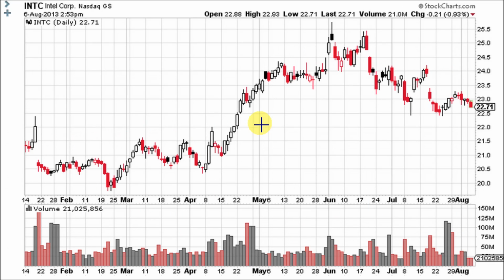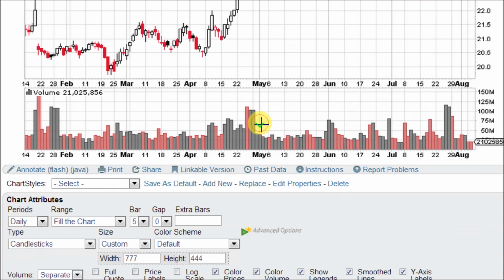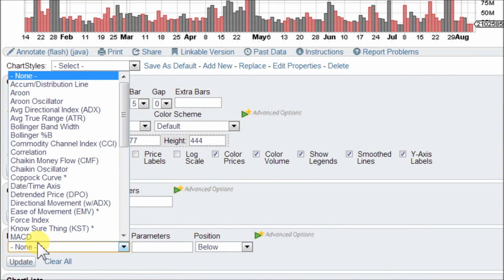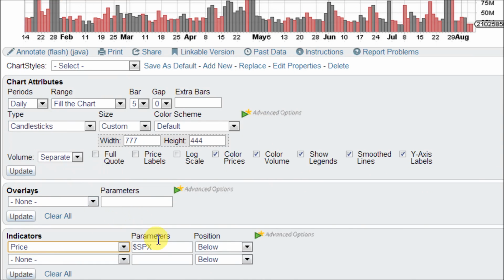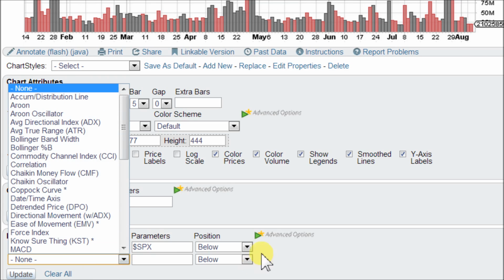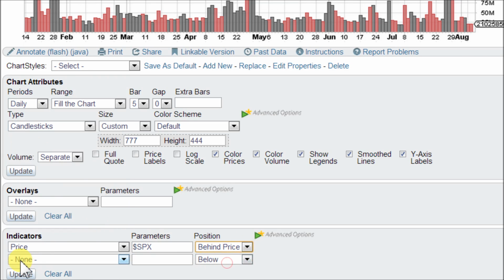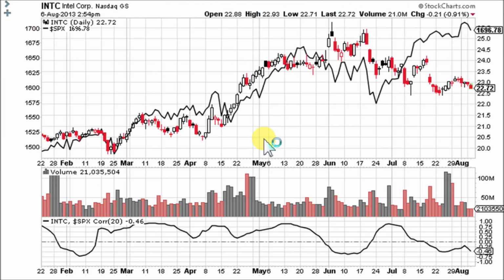Now let's say you're interested in finding one of the big chip makers that follows the movements of the overall market the closest. The first thing you would do is go down here into the indicators area and load up the price for, let's say, the S&P 500, because it's a broader measure than the Dow 30. Okay, we also want that behind the price. Click on correlation coefficient and then click update. Okay, this one doesn't look so good. Strong periods of no correlation.